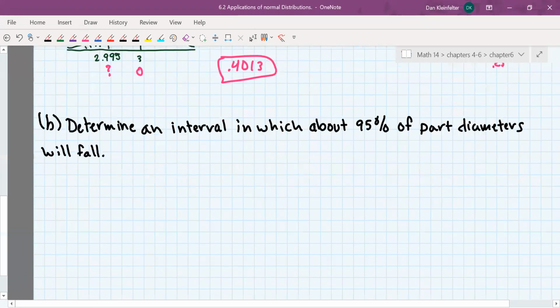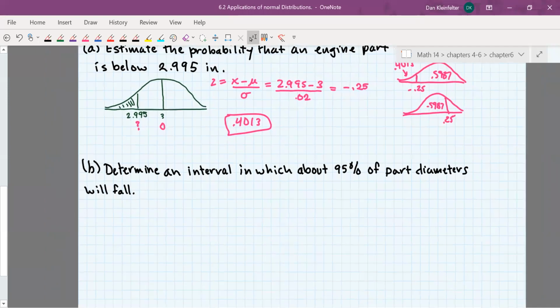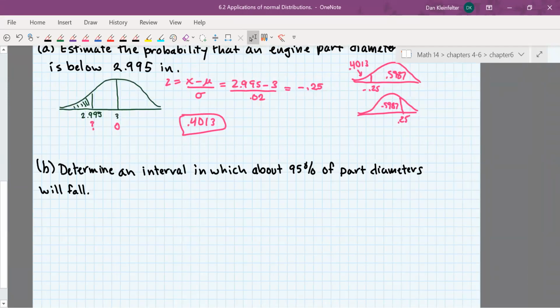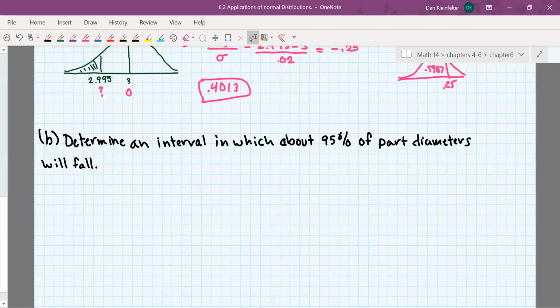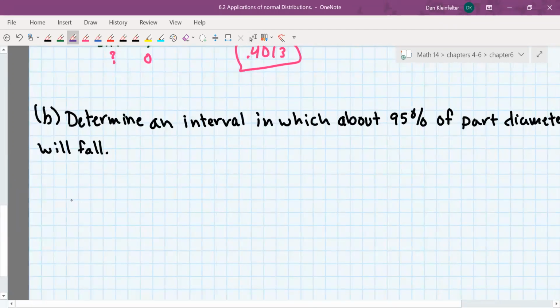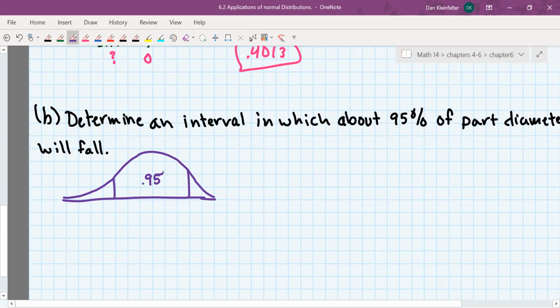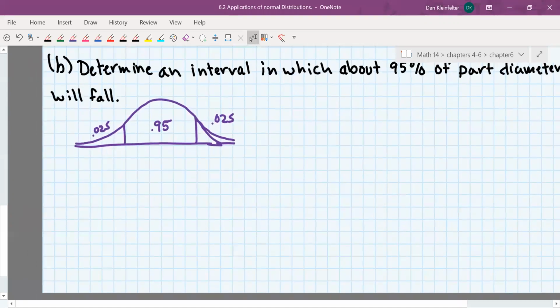Okay, second part, and then we'll be done with this. We're to determine an interval in which about 95% of part diameters will fall. So let's again start with a little picture. We need to figure out where 95% of those most typical part diameters fall. So again, using symmetry, if 95% of the data is in the middle, that means that 5% is in the two tails, or 2.5% in each tail separately.